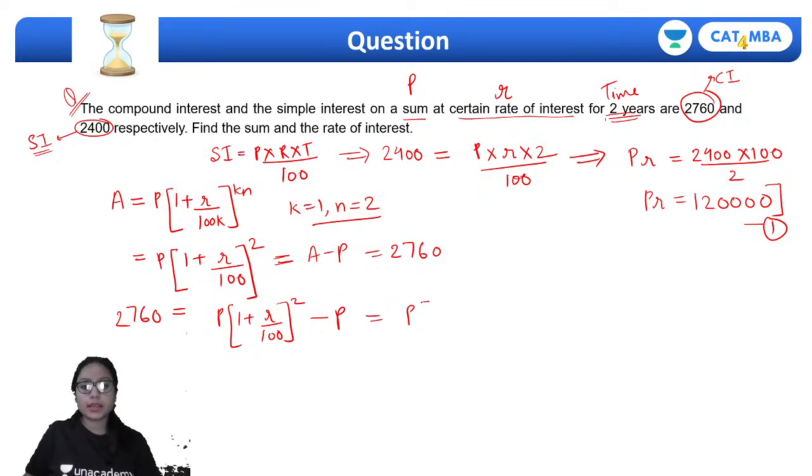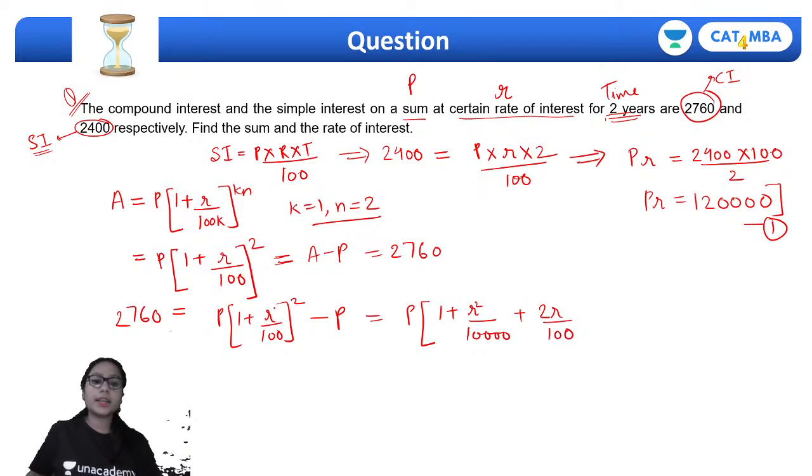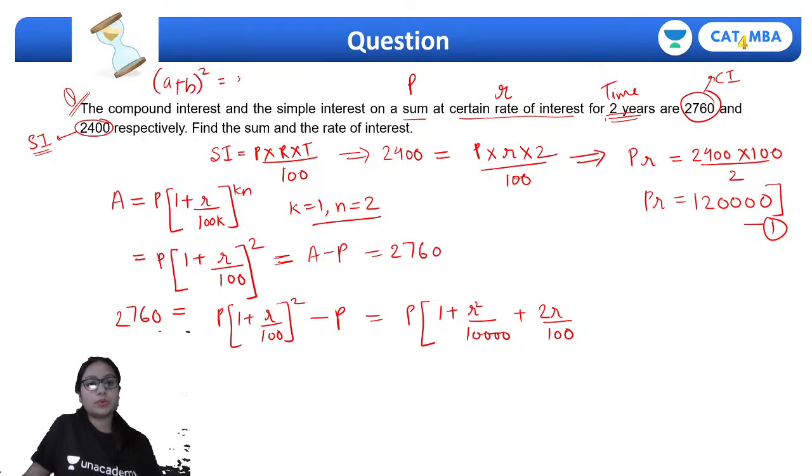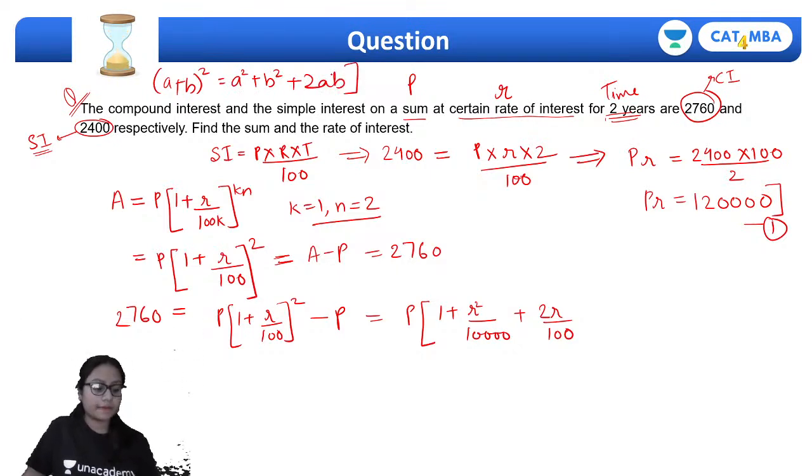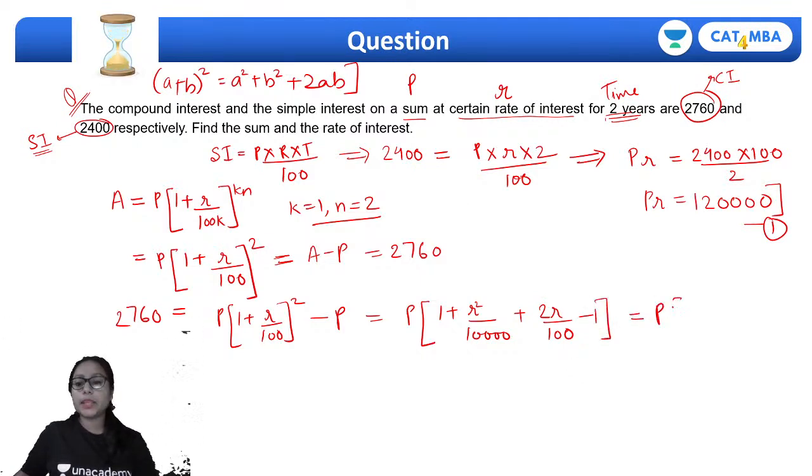I'll take p common and then I will get 1 plus r square by 10,000 plus 2r by 100. So I have opened this. I have used the identity a plus b whole square is equal to a square plus b square plus 2ab. Let us simplify further. Now this would be equal to p into r square upon 10,000 plus 2r by 100.